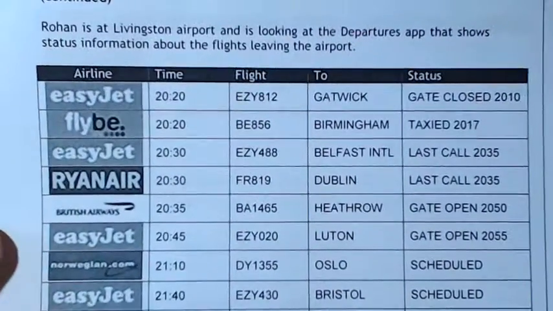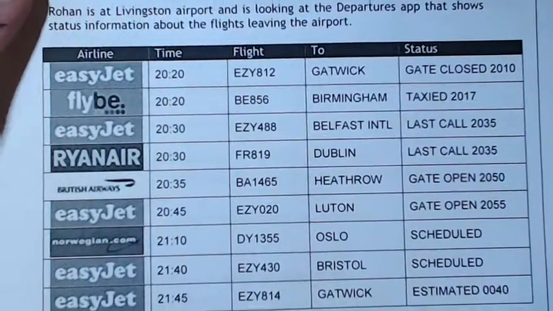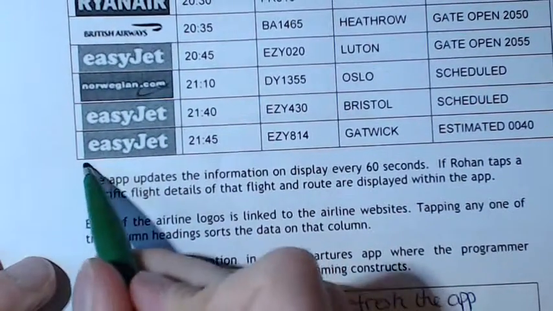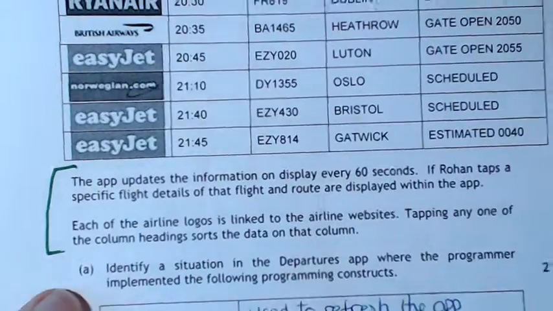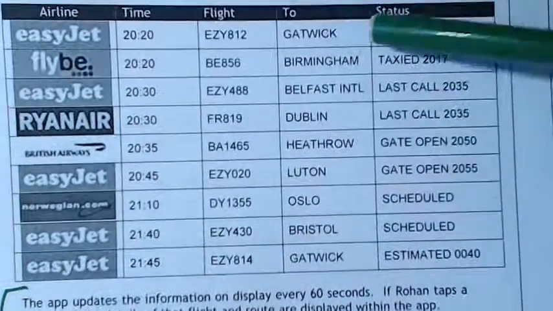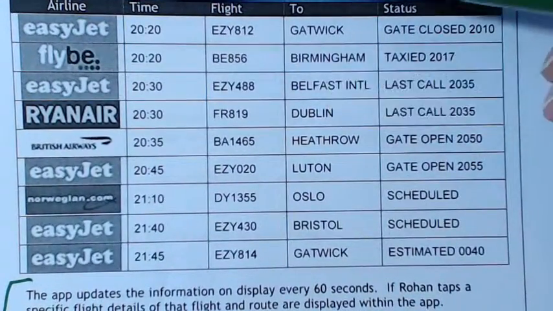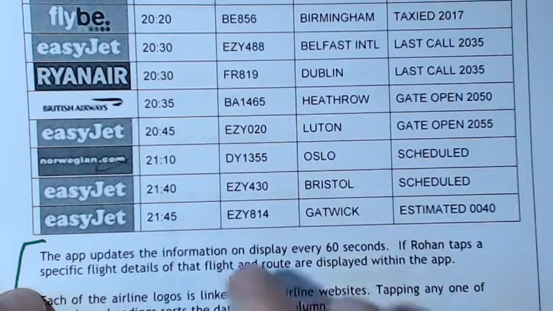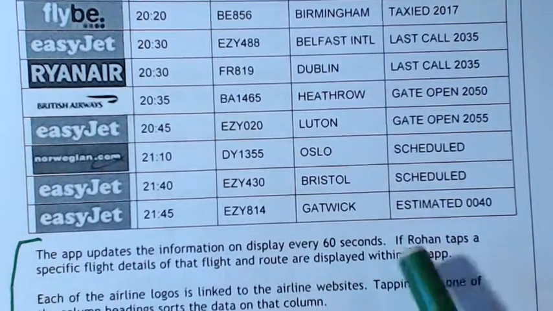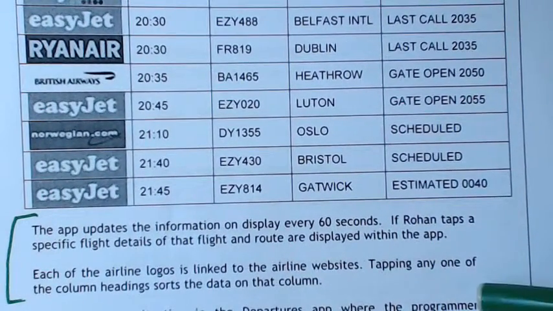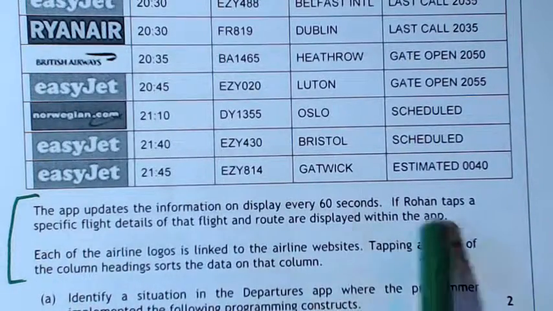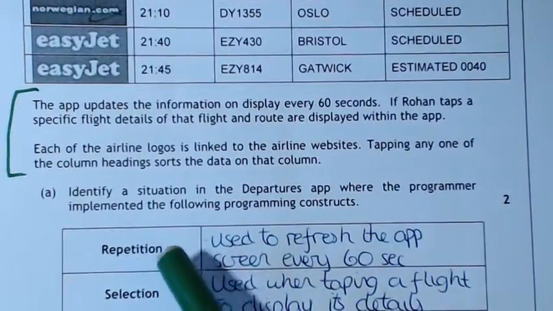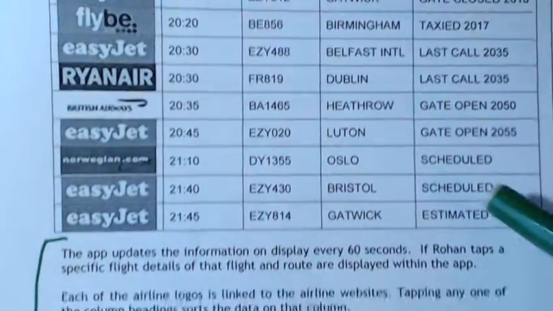Right, this one's actually easier than it looks. So it gives you a big screenshot of a table, talks about it's an airport. But this part is really the important part, because what we've got is just talking about the app. This information gets refreshed every 60 seconds, and if Rowan taps on a specific flight, it'll give you all the details. So they're really trying to ask you to decipher this information, but that's where most of the answer actually is. So they're saying, well, what part of this program actually produces this output?